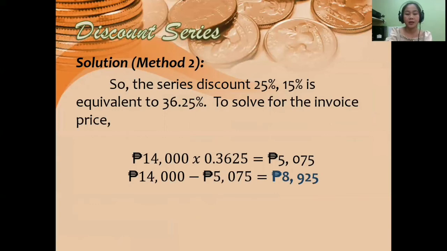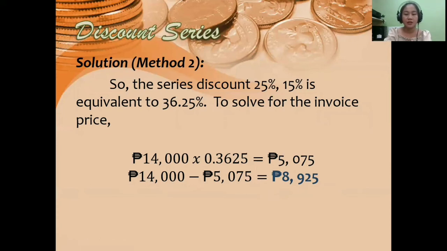Next step, after subtracting the result from 1, what we will do is solve for the final answer, to solve for the invoice price. So our list price is 14,000 times 0.3625, which we solved earlier. The answer is 5,075 pesos. This is not yet the final answer because we will still subtract this from our list price, which is 14,000. So 14,000 minus 5,075, the answer is 8,925. So this is now the net price or the invoice price.